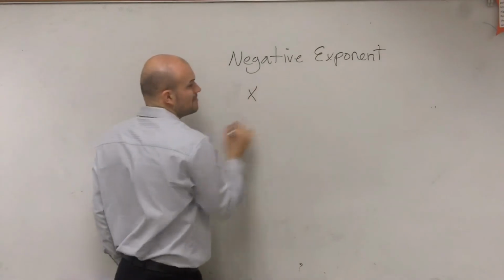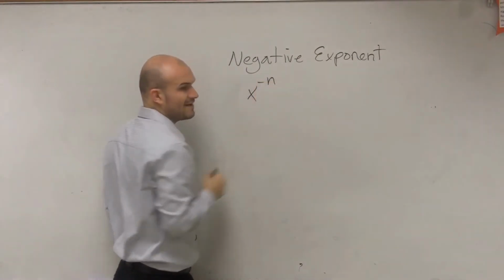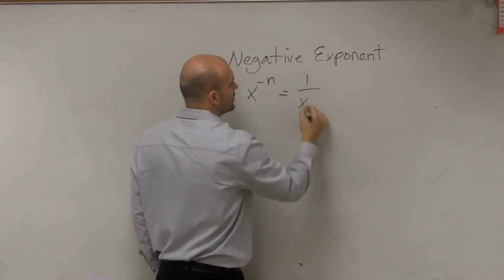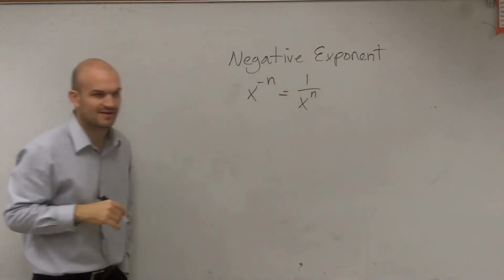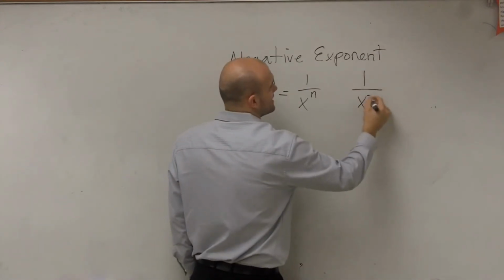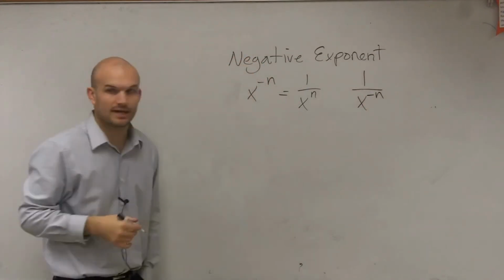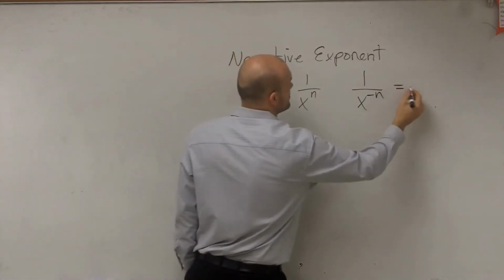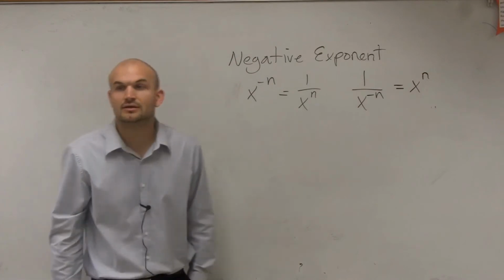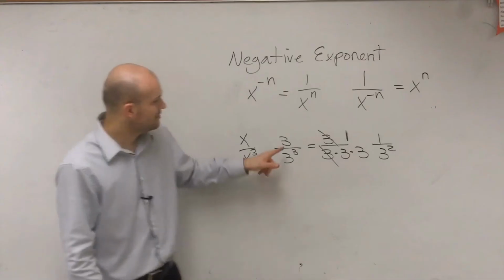The rule is that when you have a base raised to a negative exponent, that is simply going to be equal to 1 over that base raised to the positive exponent. And the contrary is, if you have a negative exponent in your denominator, we can make that positive by writing it as a positive exponent, or a positive power, in the numerator. Let's take a look at it.